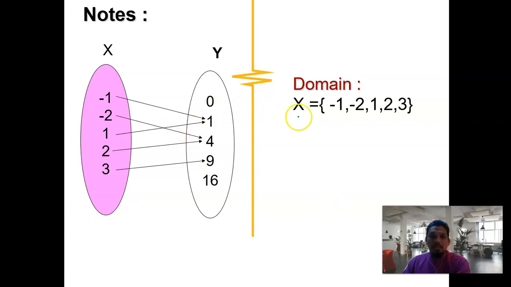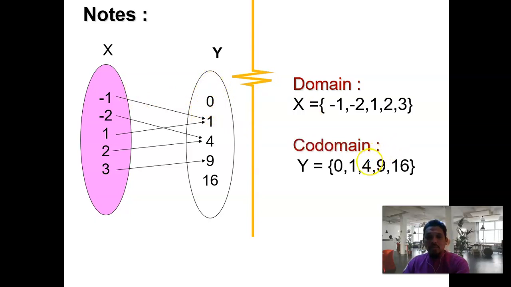So class, the domain is all the values of x that make the function defined, all values of x that we can substitute into the function f. And the codomain is all about the y. The codomain is all the values in y: 0, 1, 4, 9, and 16. But the range is the values in the codomain that are mapped from the elements of x. Only 1, 4, 9 are mapped from x. 0 and 16 are not. So the range is 1, 4, and 9.